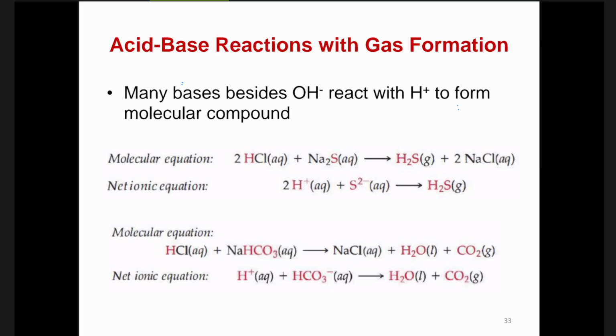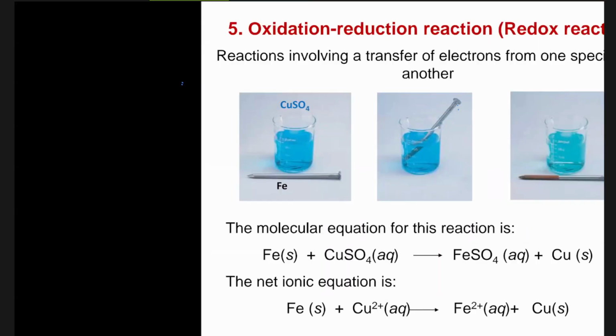You have another reaction, like the acidification of a carbonate solution. You have the product CO2 produced, which is an acidic gas.